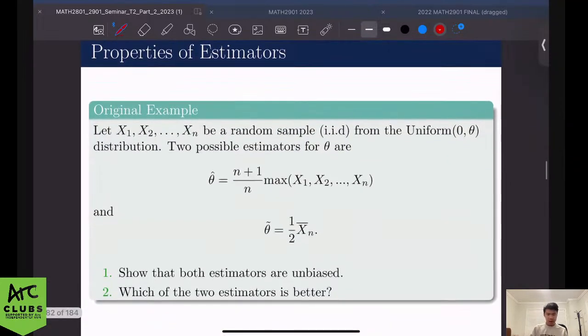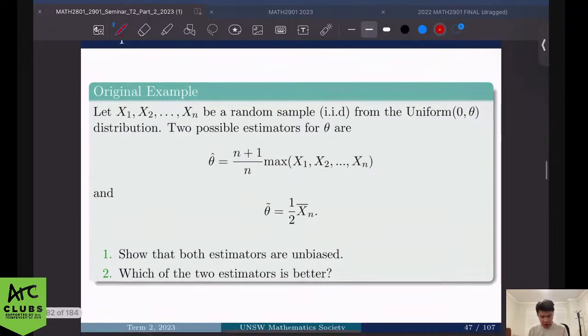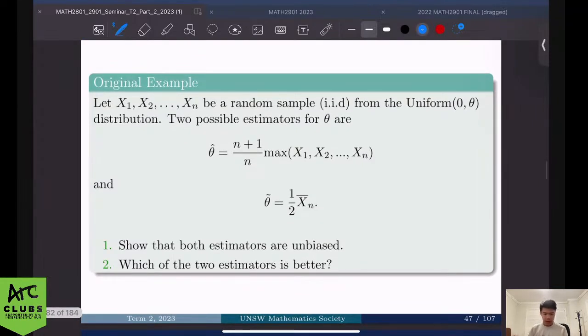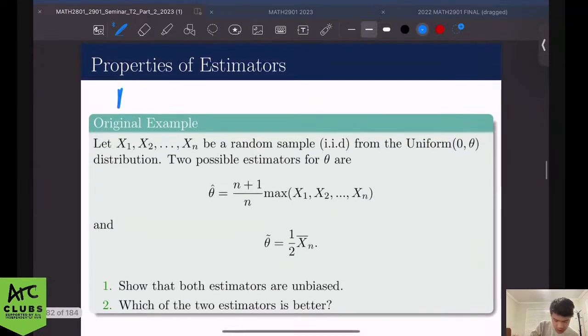Cool. Alright, so the next question is which of the two estimators is better? Okay, so remember, better is kind of ill-defined, but if you've got two estimators with the same bias, then the only thing that matters now is the variance, right? Because MSE is equal to bias squared plus variance. So it actually ends up being that the one with the lower variance is better. Okay.